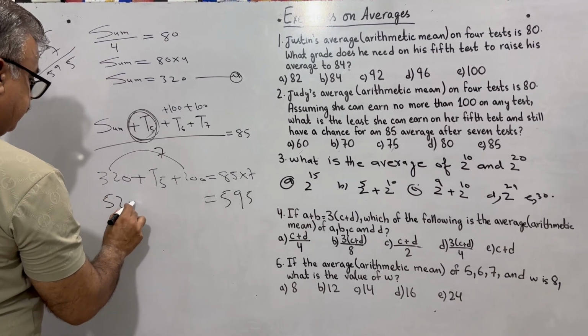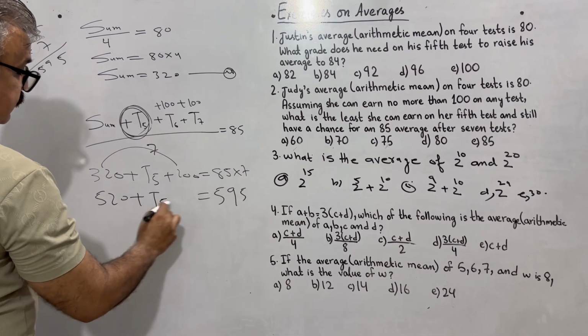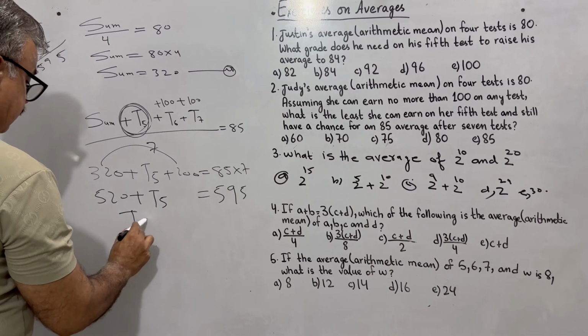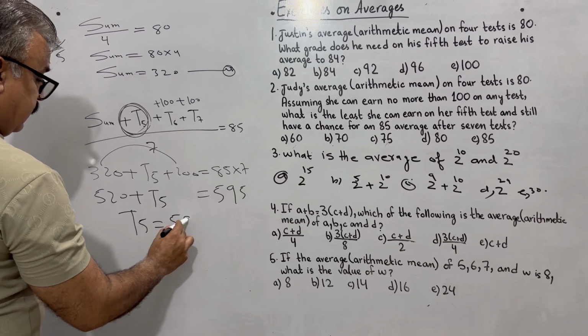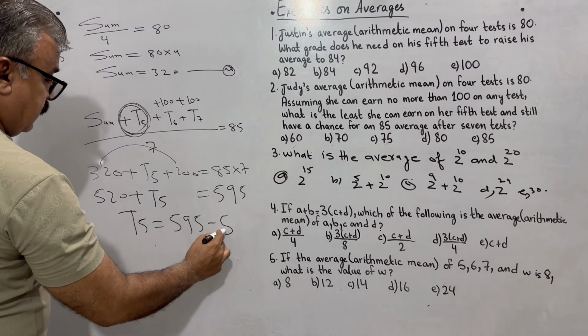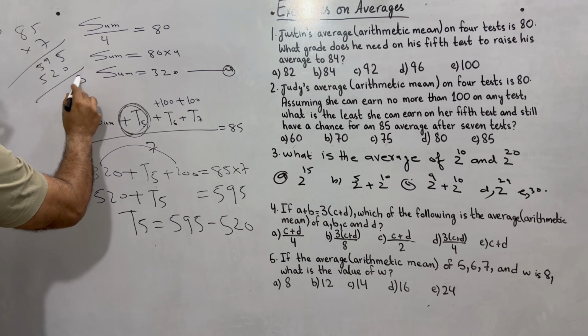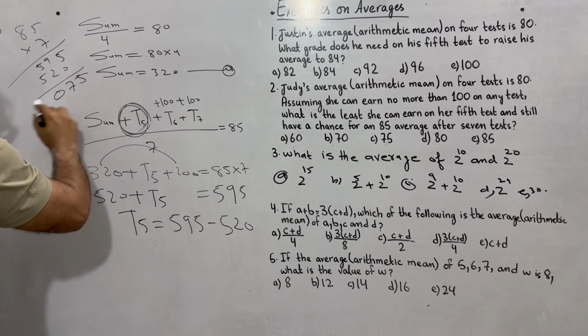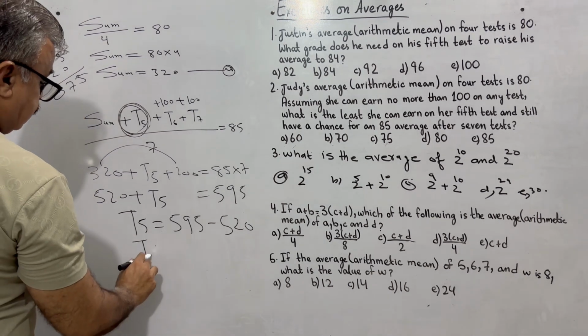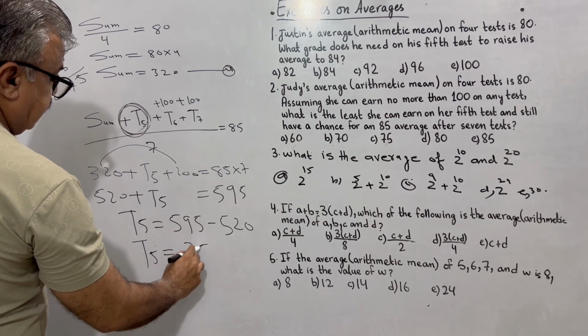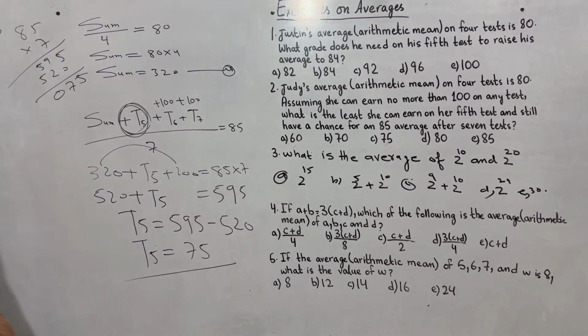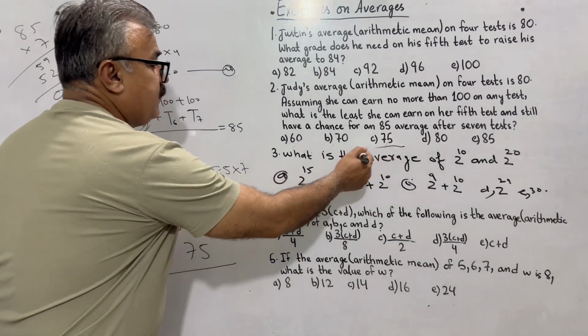it will become 520 plus the score on the 5th test that we have to manage. T5 is going to be 595 minus 520, which is 75. So she can manage at least 75 on the 5th test.